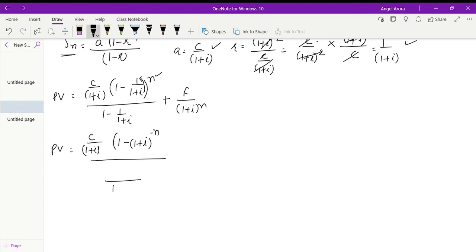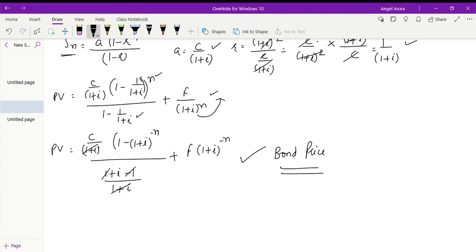So take LCM here. So 1 plus I. So 1 plus I minus 1. Solving this part, so 1 and minus 1 will get cancelled. 1 plus I and 1 plus I will get cancelled with each other. Plus, write this part as it is. Obviously, we can take this part to the upper part of the fraction here. So 1 plus I raised to minus n. So this is the formula for present value of the bond, or we can also call it bond price.